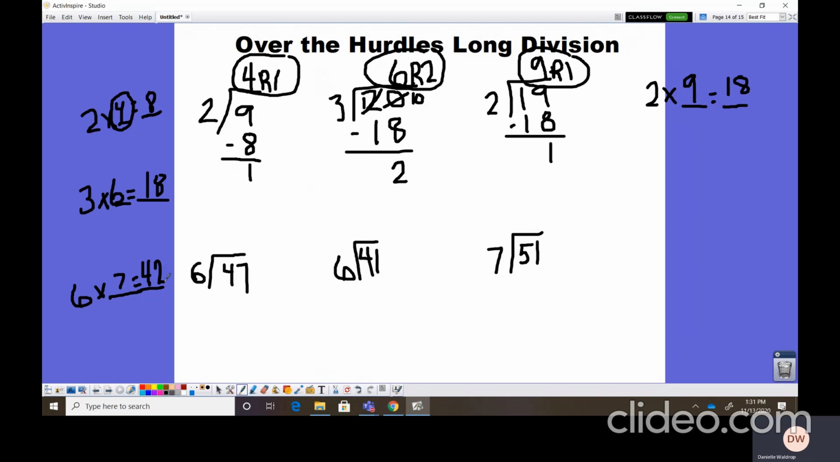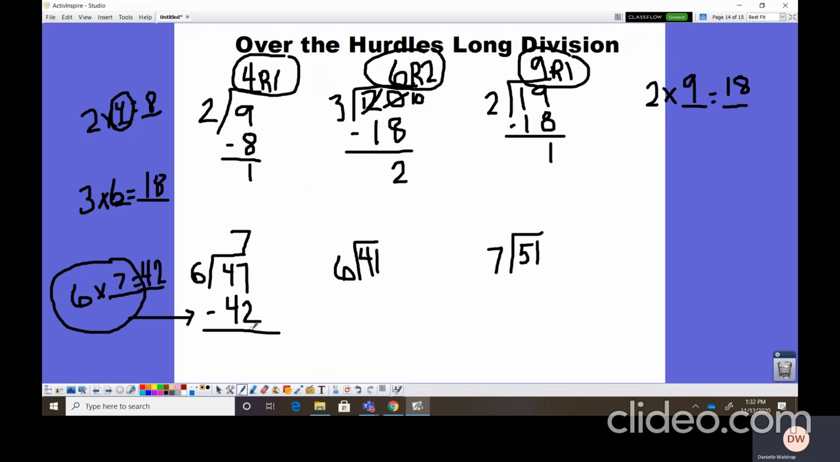Good, 42. Until you get used to this, you're just going to have to go through your multiplication facts until you learn how to do long division. You're just going to have to work through your facts until you find it. I know that 6 will go into 47 7 times without going over. So 6 times 7 I said was 42. So I'm going to put my 42. And this is why it's so important to know your multiplication facts. Because if you miss the number right here, you're going to miss your whole problem because you're going to subtract wrong. So be careful on your multiplication facts.